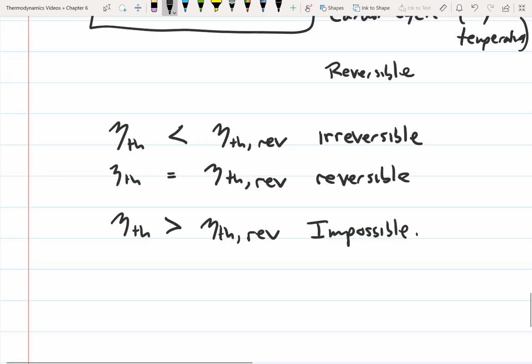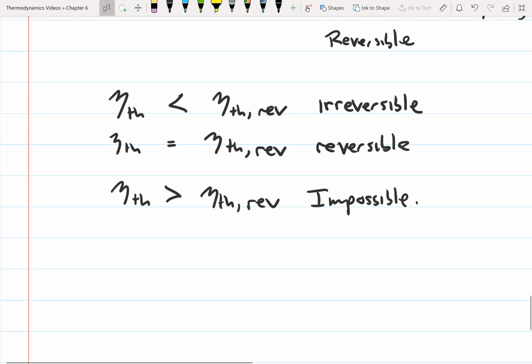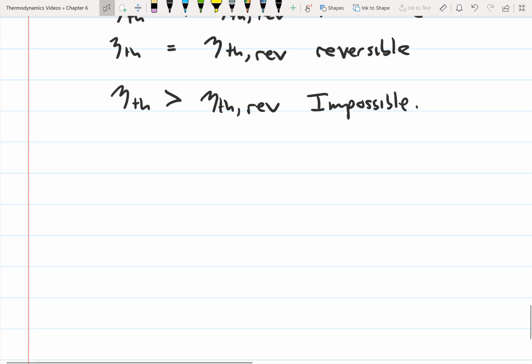So basically, when you're trying to decide if your heat engine is possible or if it violates the second law, you're going to calculate the Carnot efficiency. You're not going to be comparing your efficiency to 100%, because no heat engine can be 100%. The highest efficiency you can have in a heat engine is the Carnot efficiency, so you're going to be comparing your efficiency to the Carnot efficiency to see if your heat engine is possible or if it violates the second law. So let's look at one example.